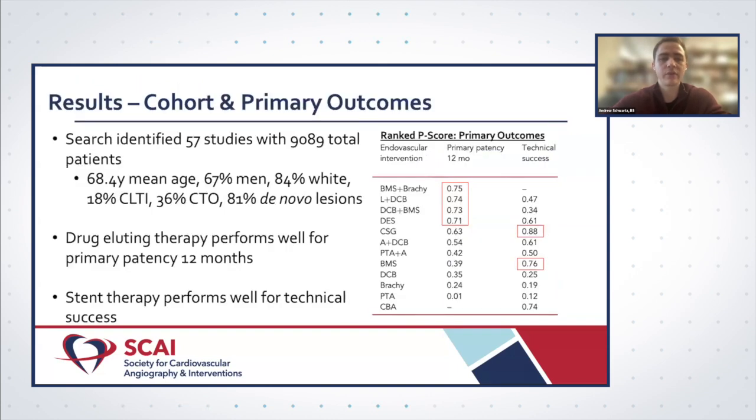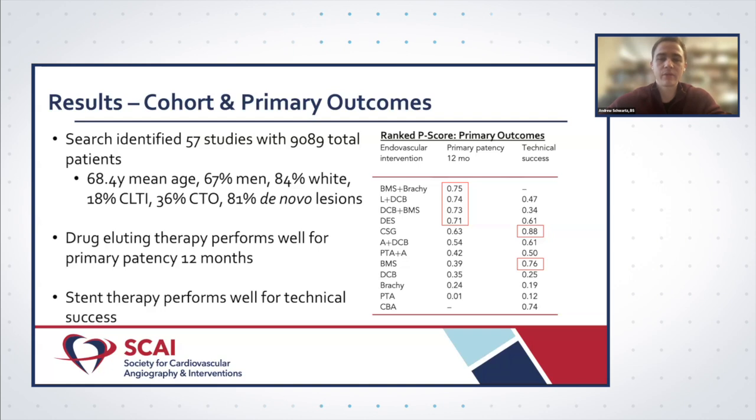For the results, the search identified 57 randomized controlled trials with 9,089 total patients. Notable demographics of the cohort included a mean age of 68, 67% of these patients were men, 84% were white, 18% had chronic limb-threatening ischemia, 36% had chronic total occlusions, and 81% were de novo lesions.